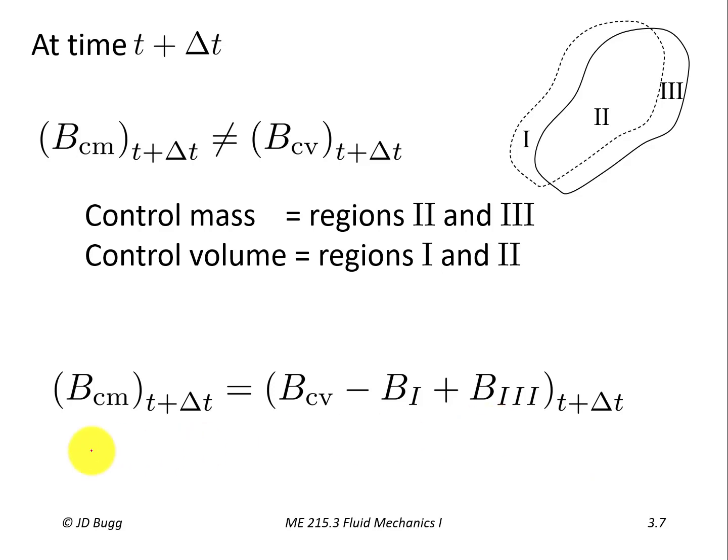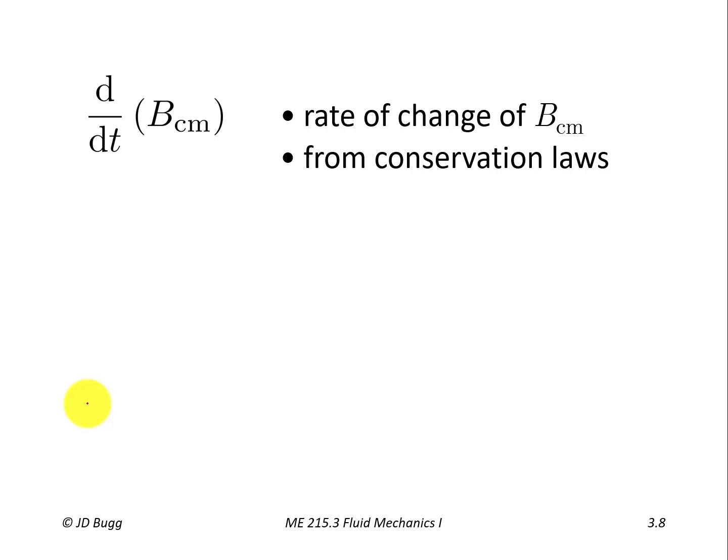Now, so far, this equation is talking about the amount of B, whatever it is, mass, linear momentum, doesn't matter what. It's actually more convenient if we start to talk about this not as an amount, but as a rate of change. So similar to what we did in thermodynamics, we're going to switch over to talking about the rate of change of B rather than the amount of B. So we're now going to take a look at the rate of change of B in the control mass and in the control volume eventually.